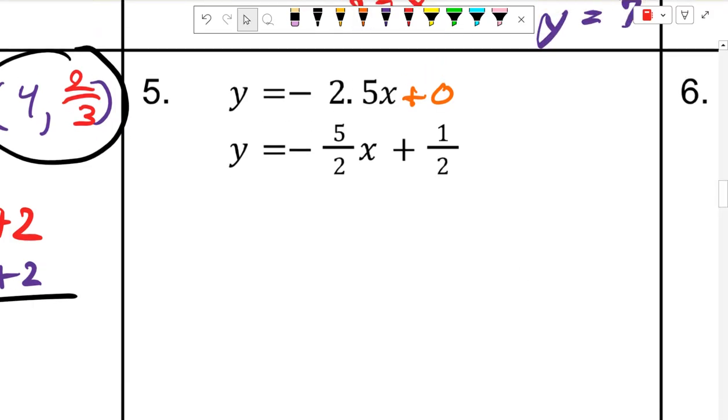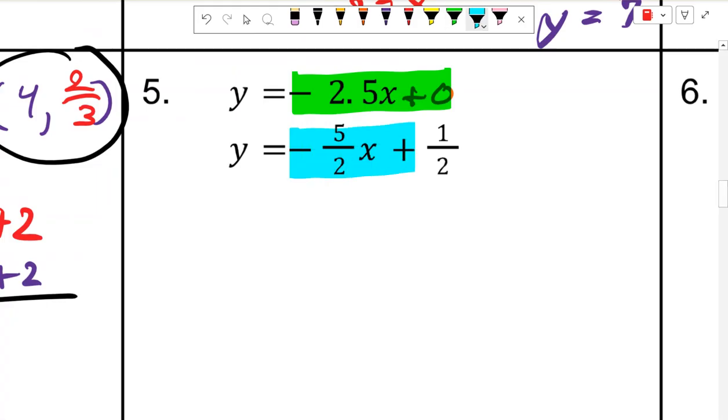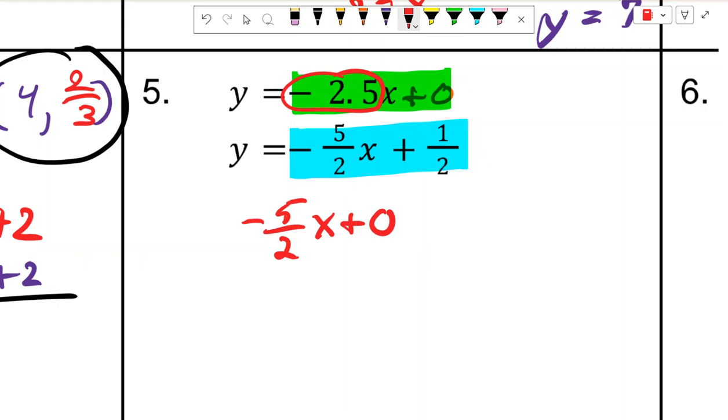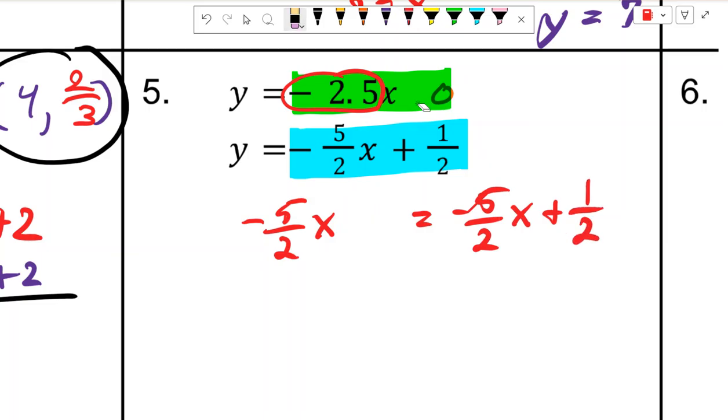Let's go ahead and do it. We'll make this equal to this. -2 and 5/10, translated, if you go ahead and take the time from our last lesson, is -5 halves x plus 0 is equal to -5 halves x plus 1/2. You know, I want to fix this. I want to take away this plus 0 because the original one didn't have plus 0. So we'll leave it like that.